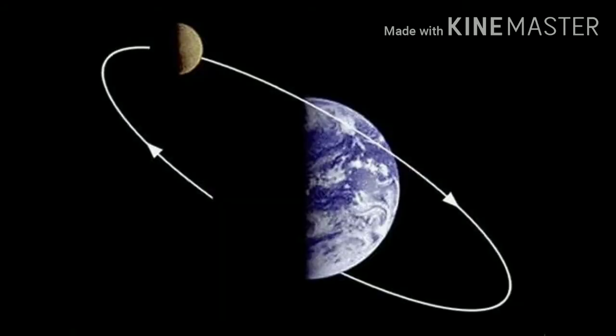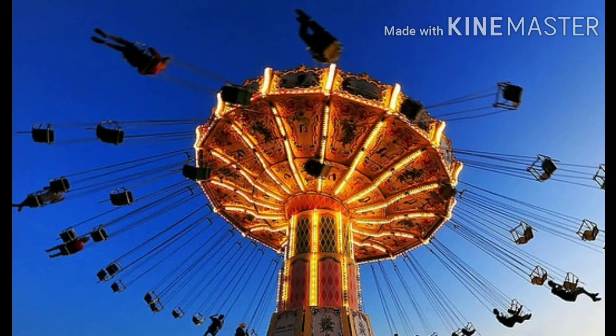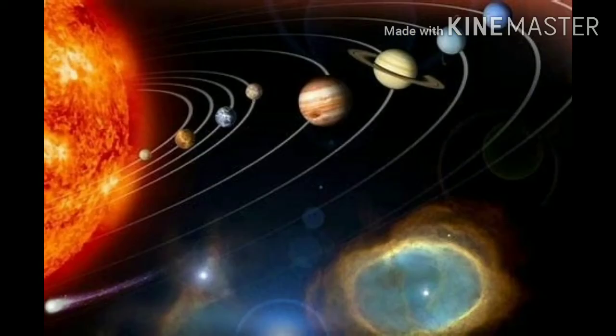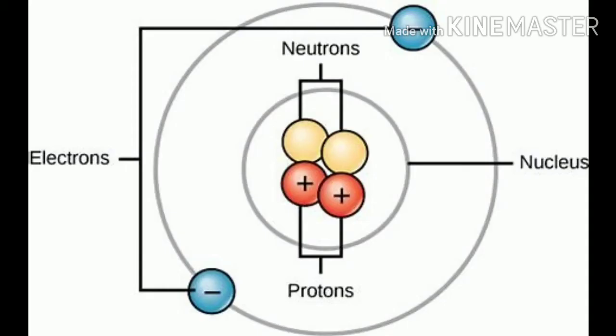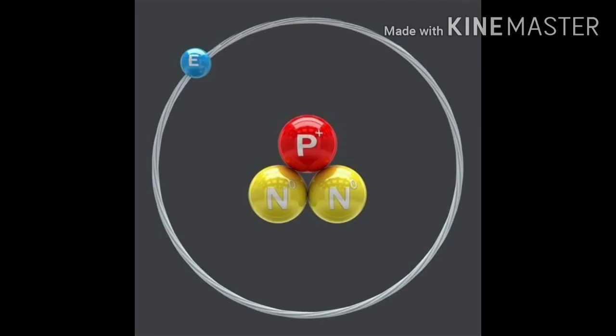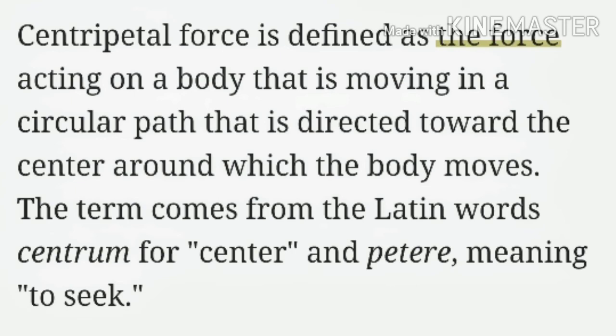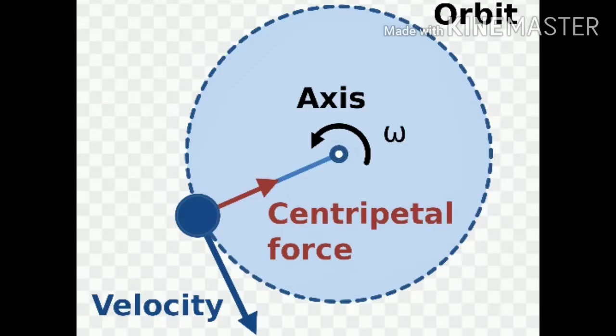Some other examples are the merry-go-round, planets revolving around the sun. The third example is motion of electrons around the nucleus of an atom. Centripetal means center seeking, that is, the object tries to go towards the center of the circle because of this force.